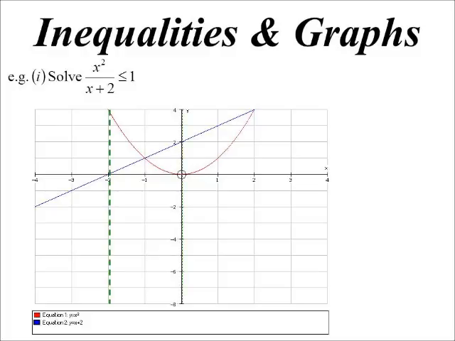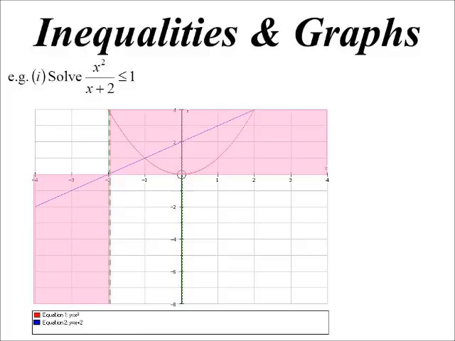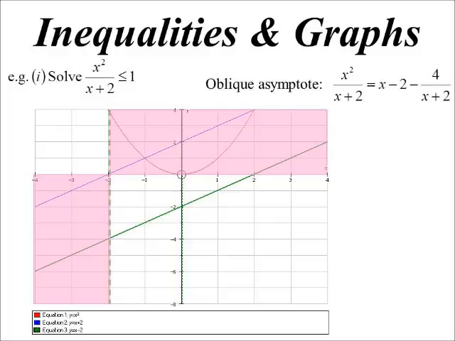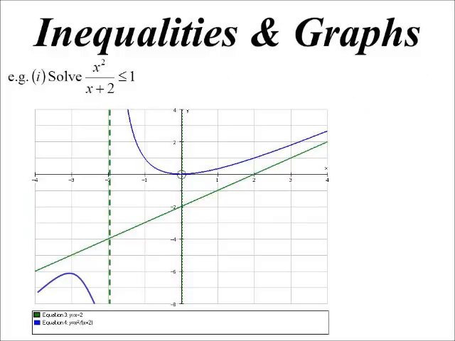And there's our regions. We know there's an oblique asymptote. It'll be at x minus 2. There we go, there's x minus 2. And there's our graph. As I say, I'm not suggesting we would draw that up. But then we've also got y equals 1. And so what we're really saying is, when is that blue graph below my horizontal line? And that would give us our solution.